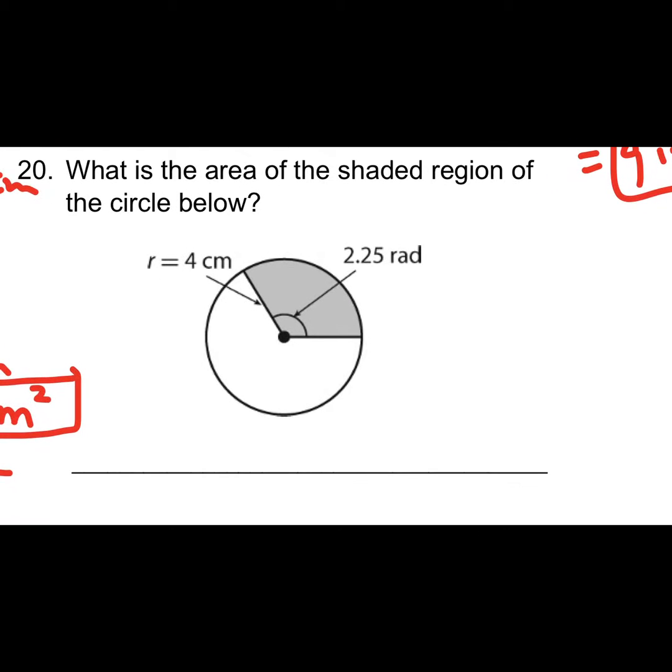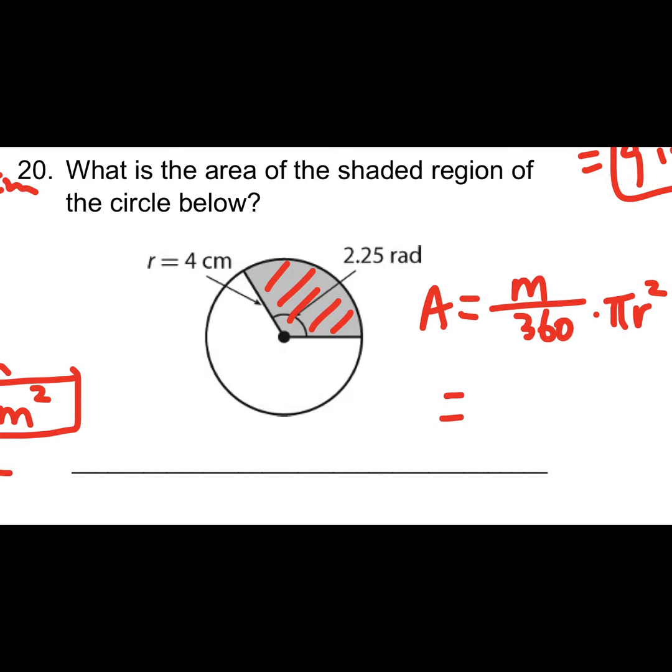Number 20. What is the area of the shaded region? So the shaded region is right here. And we are going to use the formula for the area, which is m over 360 times pi r squared.